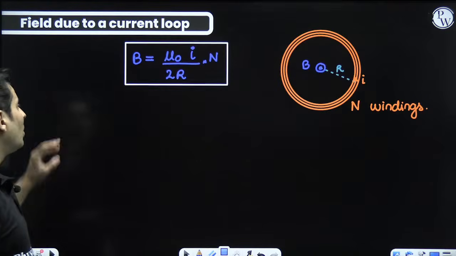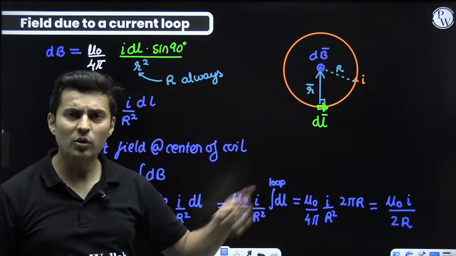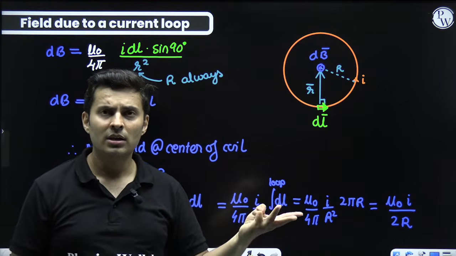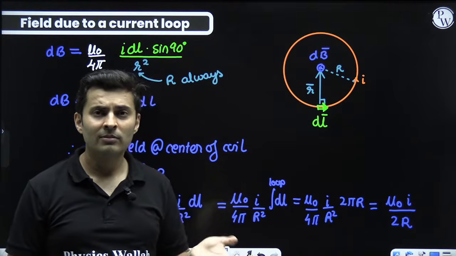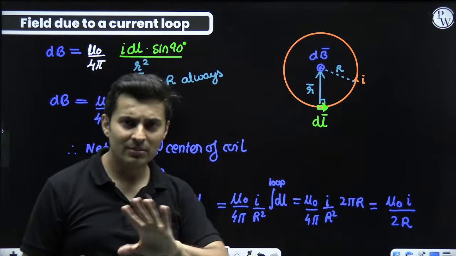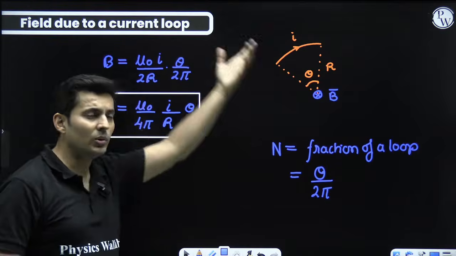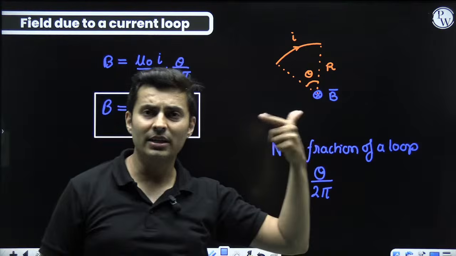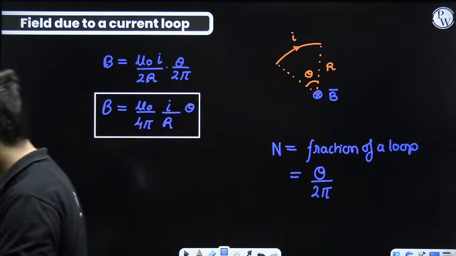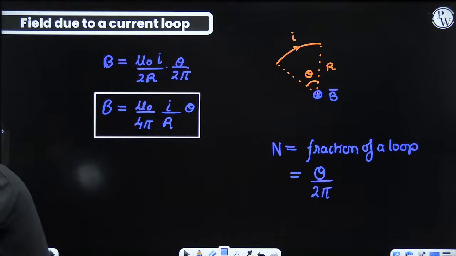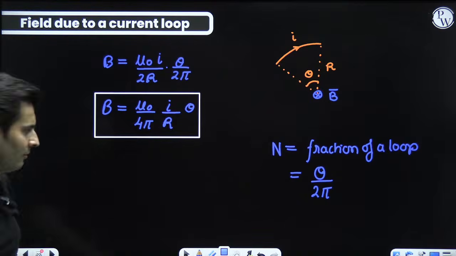Think like this: for a single loop, I know it is mu naught I by 2r. So for 3 loops, 3 windings, into 3. For 10 windings, into 10. Half of the loop, into half. 1/4, into 1/4. That's it. So look at it like that: mu naught I by 2r into how many windings or turns. Whether it is more than 1 or less than 1 doesn't matter. Clear? Everyone? Understood this particular concept? Very good.